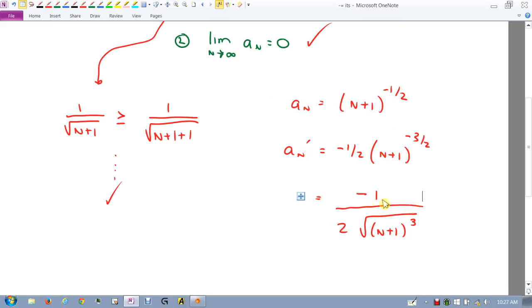So that's always negative, because this is always positive. Cubing, it's always positive. Square root of a positive number is positive. 2 times a positive number is positive. So the bottom is positive, top is negative. And so therefore, you have a negative derivative. Negative derivative means decreasing. This is a decreasing sequence. So either way.